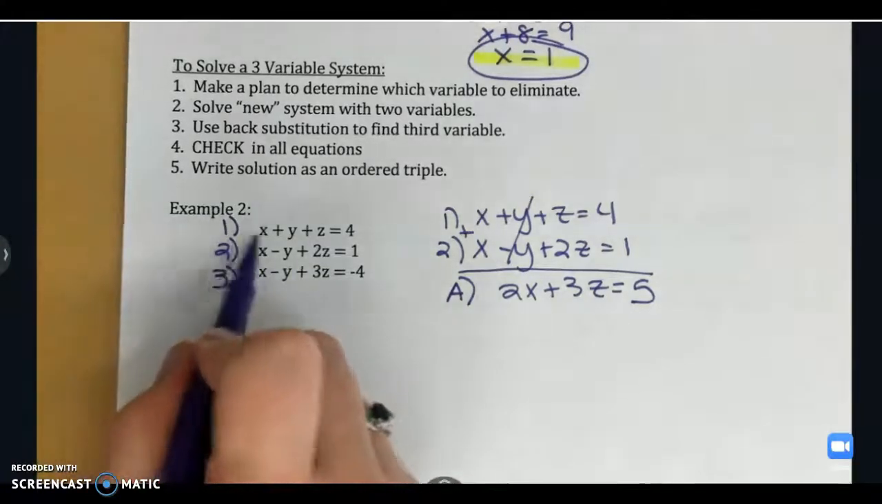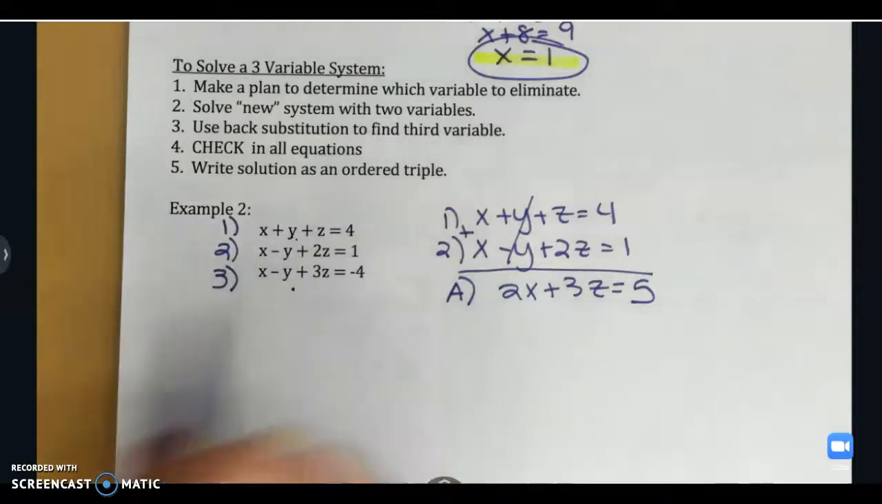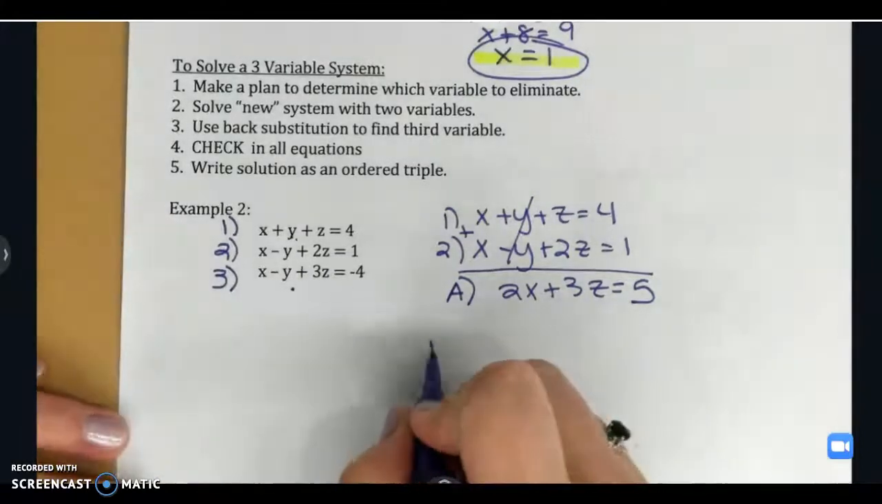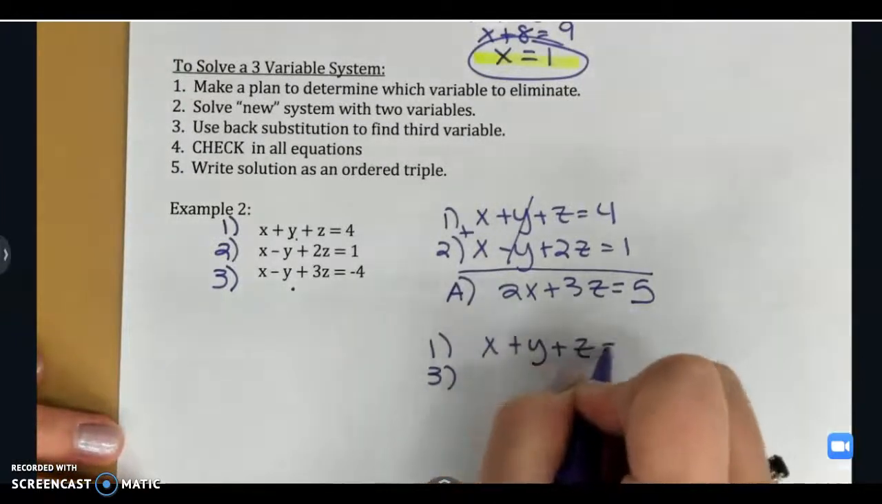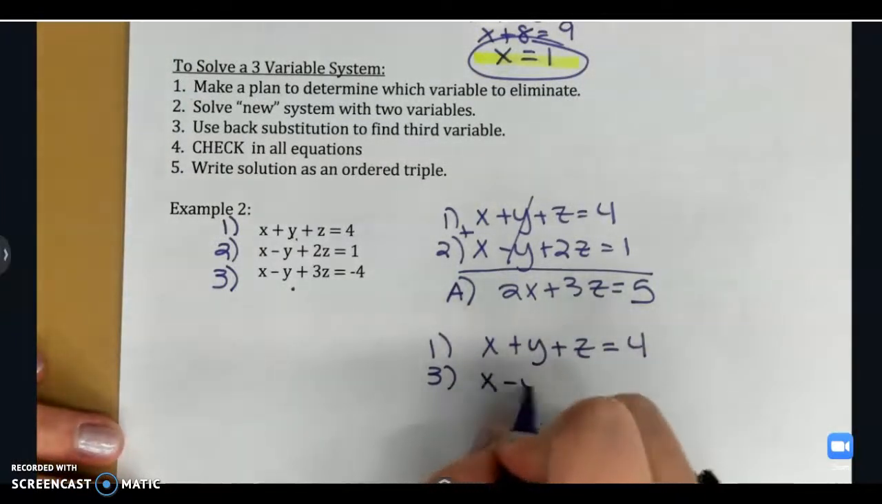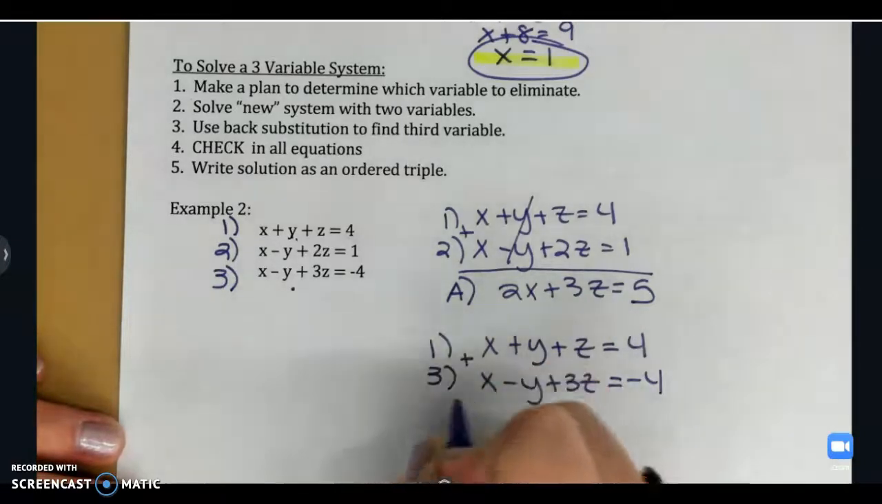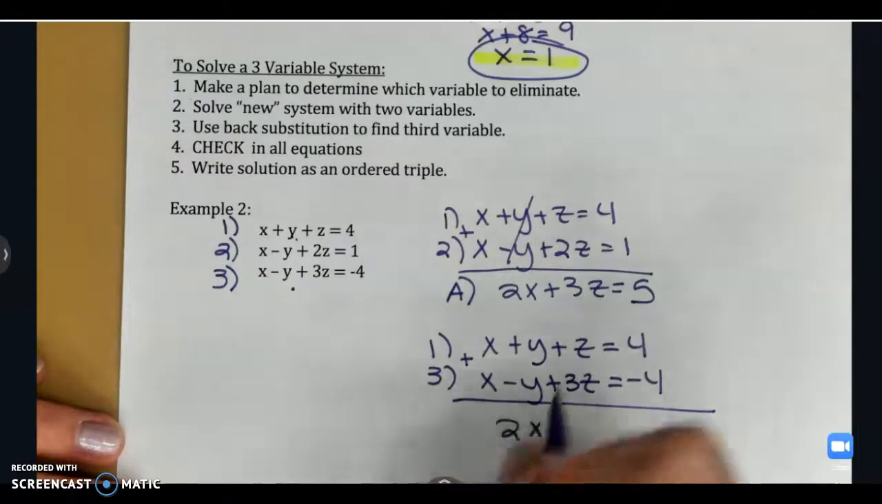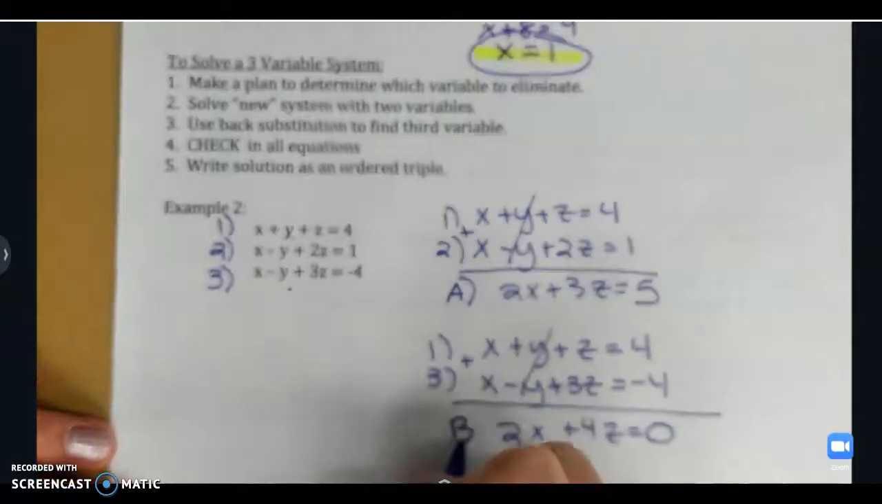So if I look at equation 1 and equation 3, I still have a positive y and a minus y. So that's also going to cancel nicely without any extra work. So I'm going to combine equations 1 and 3. Everything on the left and everything on the right. 2x, my y's cancel. 4z is 0. And I'm going to call this equation B.